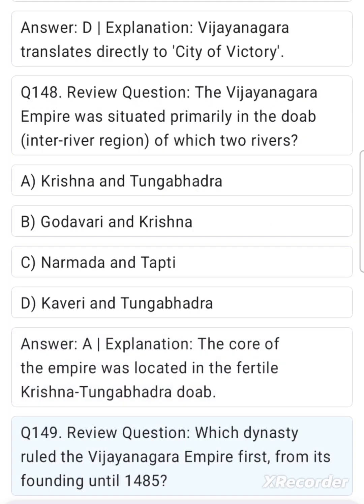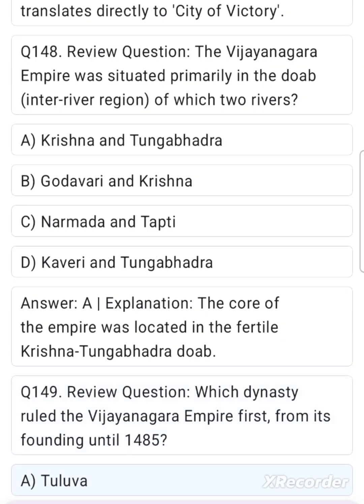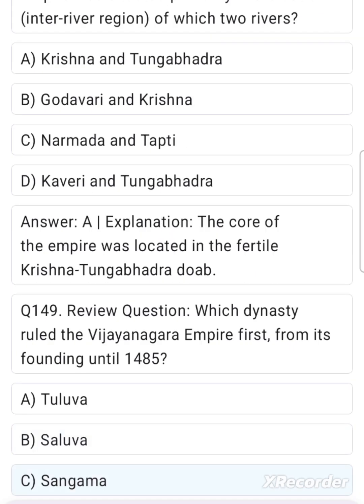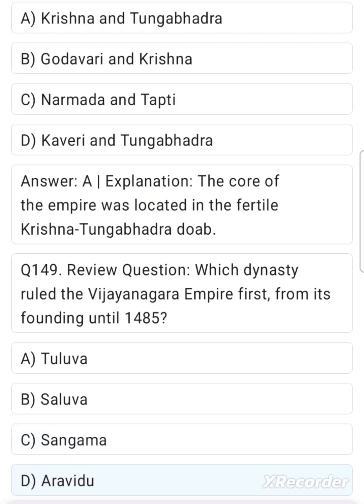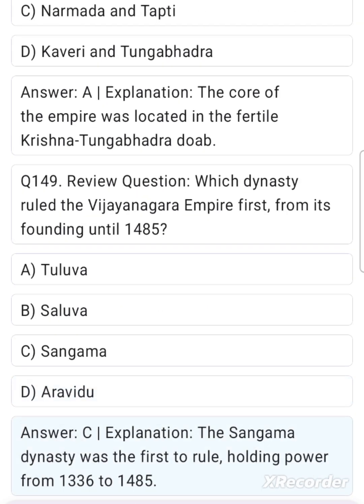Q 149. Review question. Which dynasty ruled the Vijayanagara Empire first, from its founding until 1485? A. Tuluva. B. Saluva. C. Sangama. D. Aravidu. Answer: C. Explanation: The Sangama dynasty was the first to rule, holding power from 1336 to 1485.